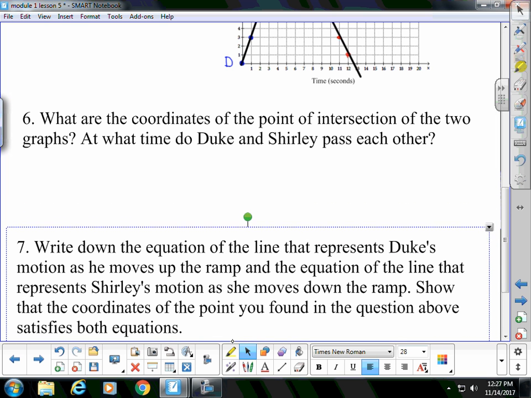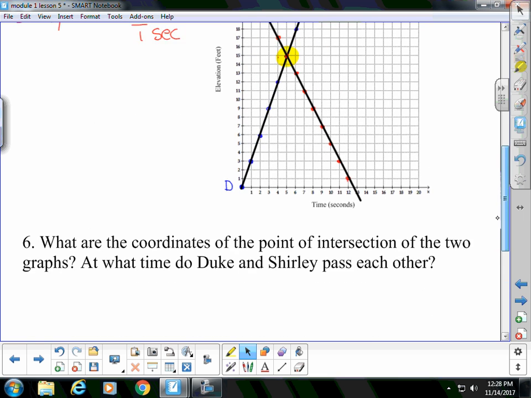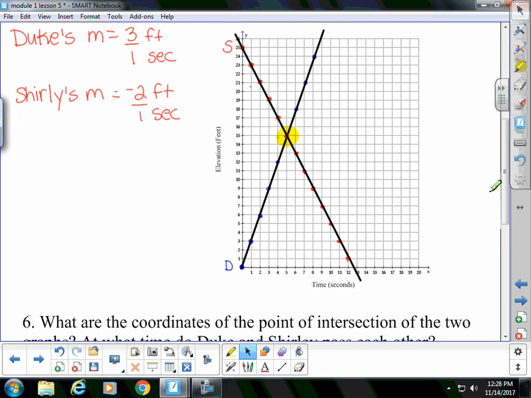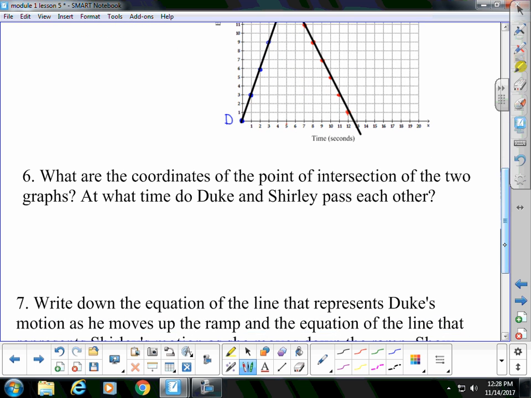The first question says, what are the coordinates of the point of intersection of the 2 graphs? And then that point is actually going to tell us some information. So first of all, the point of intersection here is, you always do x first, over 5 and up 15. 5, 15. That's the point of intersection. So the coordinates are 5 and 15.